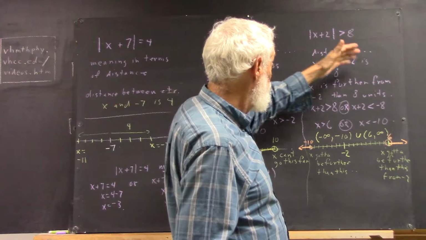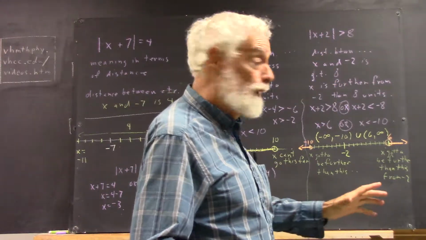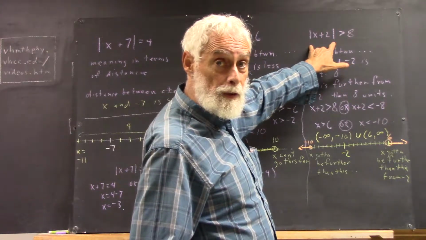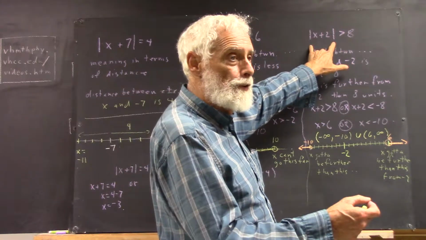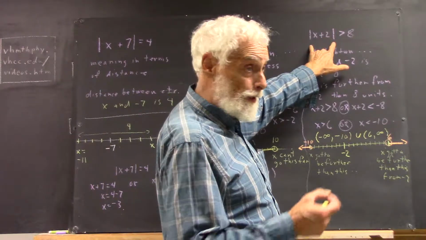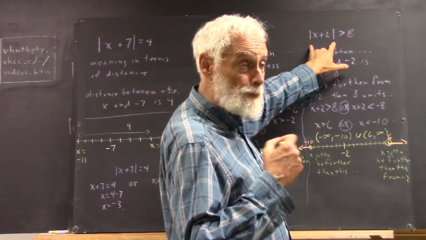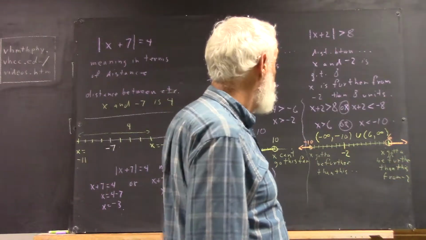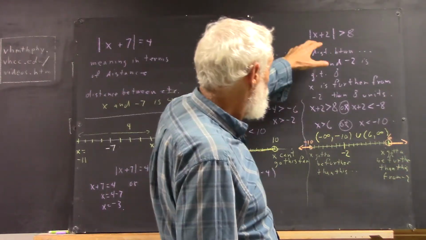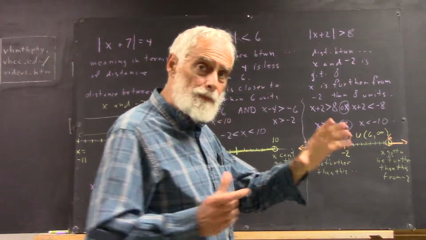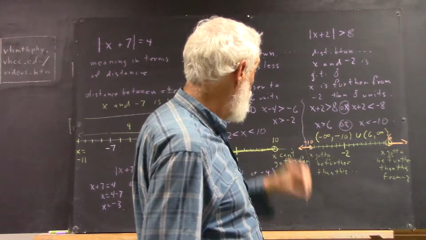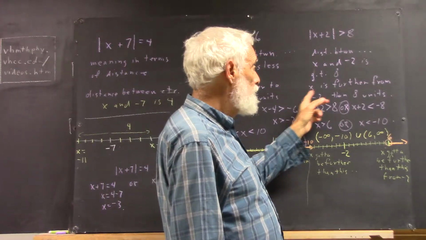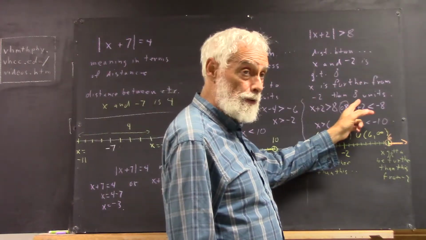The distance between x and negative 2 is more than 8. That's what this is saying, because absolute value of x plus 2 is the absolute value of x minus negative 2, and x minus negative 2 is the displacement from negative 2 to x. And the distance is the absolute value of the displacement. Well, we talked about that earlier. Make sure you've got that locked in. So, in other words, x has to be further from negative 2 than 8 units.